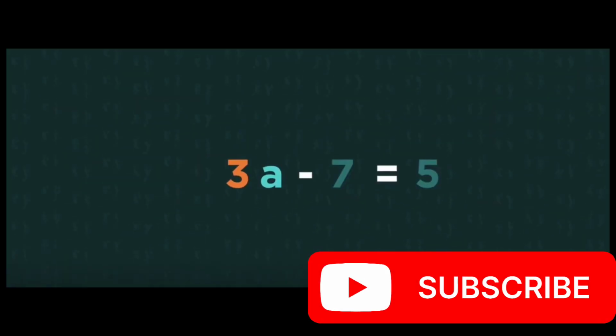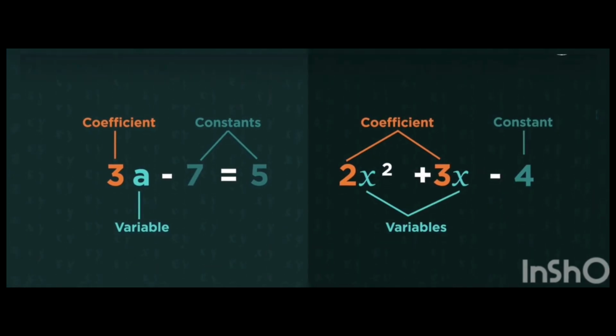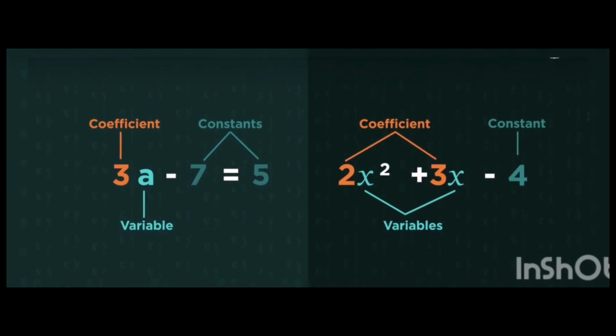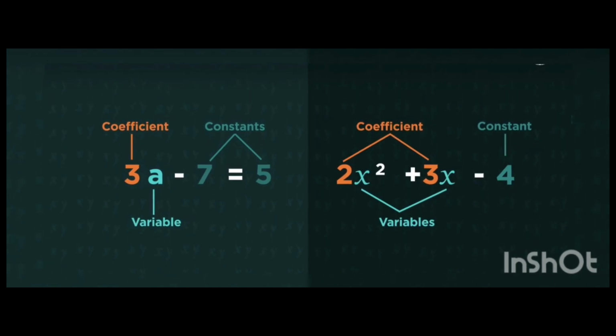We have names to describe the different parts. Have a look at these two. What makes something a coefficient, a constant, or a variable? Pause the video and have a think.